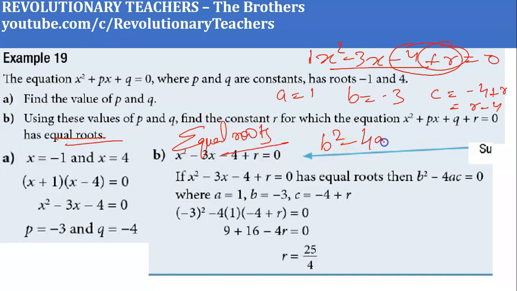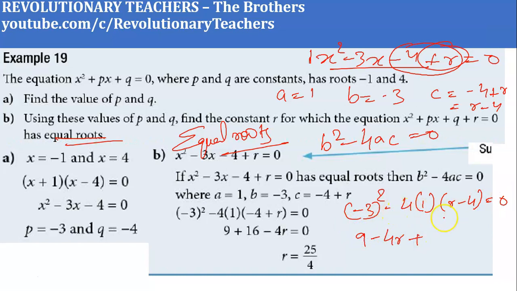Now for equal roots, b square minus 4AC must be equal to 0. What is b square now? Minus 3 square, minus 4. What is A now? 1. And what is C? r minus 4. That must be equal to 0. Now solve this. 9 minus 4r plus 16 equals 0. Now 4r equals 9 plus 16, how much? 9 plus 16 is 25. So your r would be 25 by 4. Easy, children? Very easy. Let us move ahead.